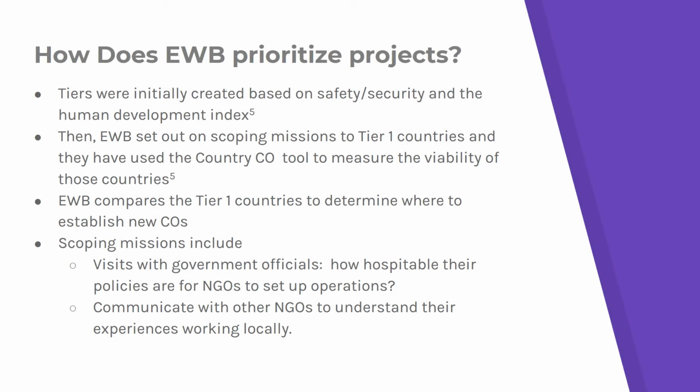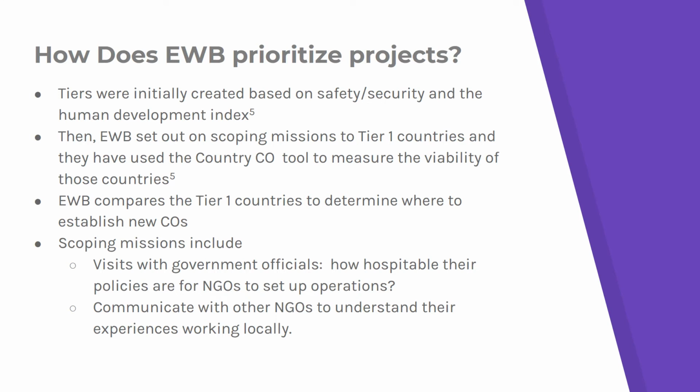So we are now shifting gears to other modes of country assessment, specifically those of EWB. So EWB prioritizes their projects by having a country office candidate scoring tool. And this scoring tool includes 4 tiers, which were initially created based on the safety and security of these countries, as well as the Human Development Index, which is a UN measurement standard. EWB then set out on scoping missions to all the Tier 1 countries, except for some that have safety restraints. And they have used the country office candidate scoring tool to measure the viability of these countries as potential country office locations. Finally, EWB compares these Tier 1 countries to determine where to establish their new country office locations.